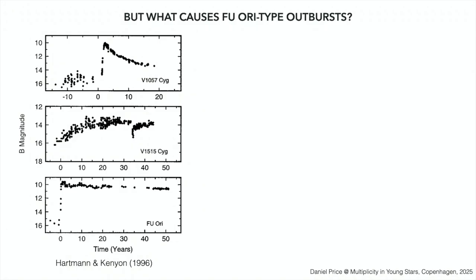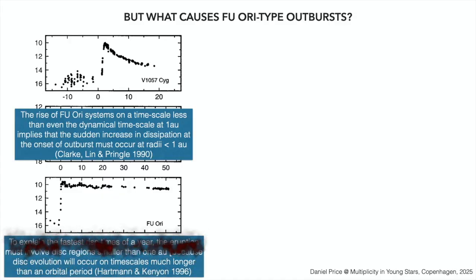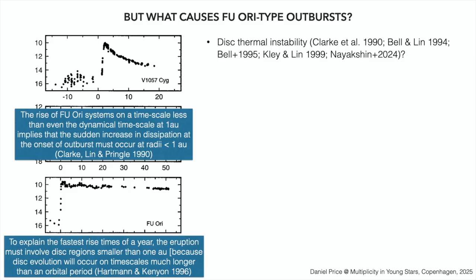Yep, so this is really hard, and really hard brings you a host of theoretical explanations. So that's just the text quotes for this kind of thing. To explain the fast rise time, you have to involve disk regions smaller than 1 AU, because disk evolution will occur on longer than orbital period timescales. And so how do you do that? You have to make something violent happen in the inner region.